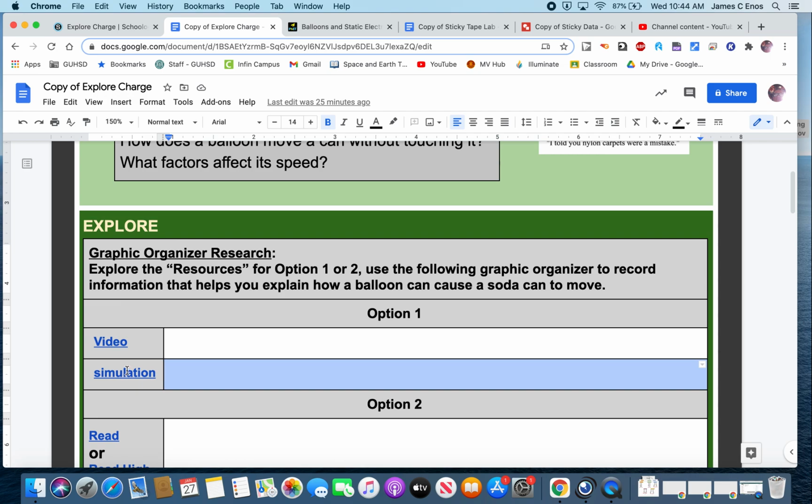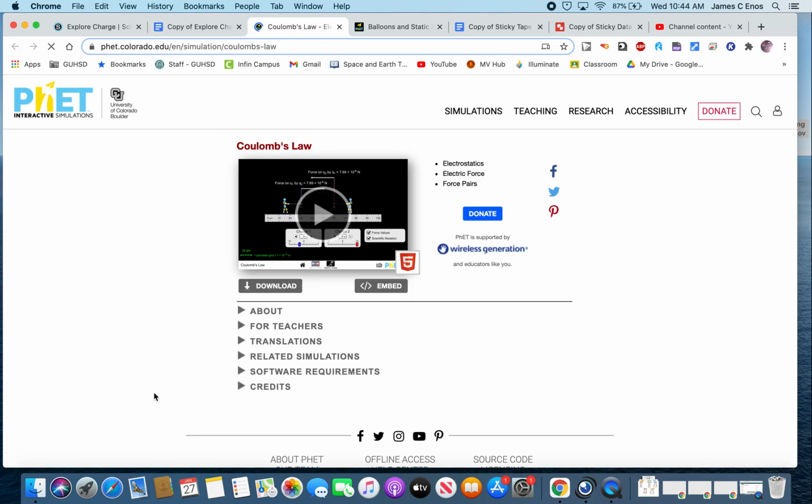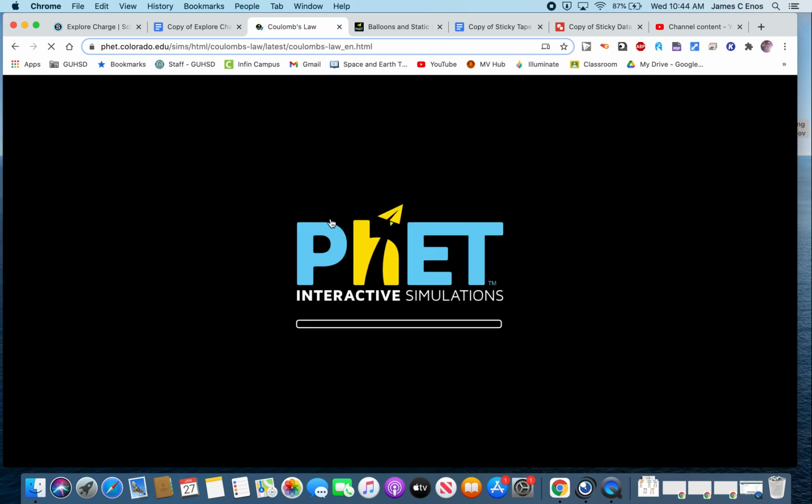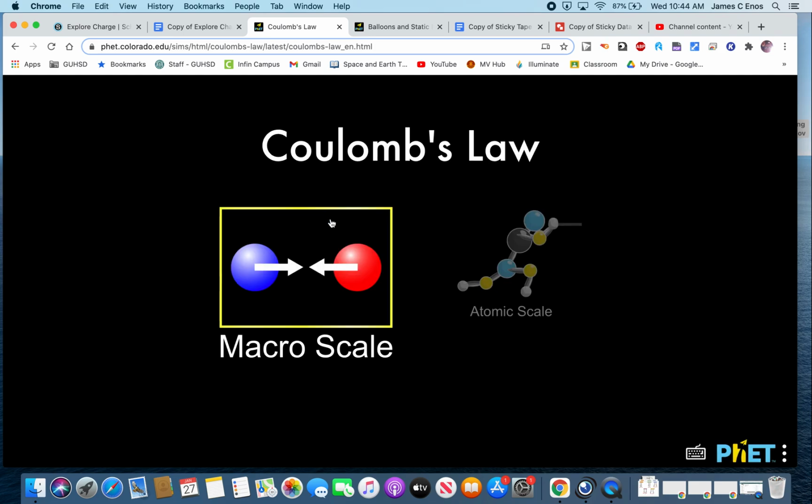What I'm going to look at here is this simulation. I'm going to look at this Coulomb's law simulation. So as I click on this and open it up, you can see that this simulation lets you look at the atomic scale or the macro scale. This is dealing with a lot of charges. This is dealing with down to the atomic level.